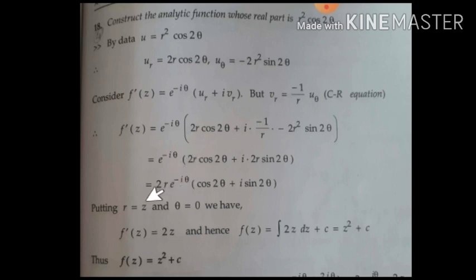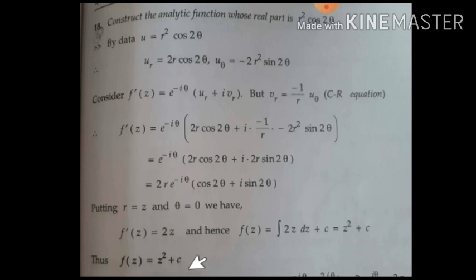Milne-Thomson method says that in Cartesian form x is equal to z and y is 0. Here in polar form r is equal to z and theta equal to 0. So f dash of z is 2z, e to the power of 0 is 1, cos 0 is 1 and the sine term is 0. So you get only 2z. To get f of z, integrate. So 2 into z squared by 2, the 2 gets cancelled. So the answer is left with only z squared plus constant of integration.